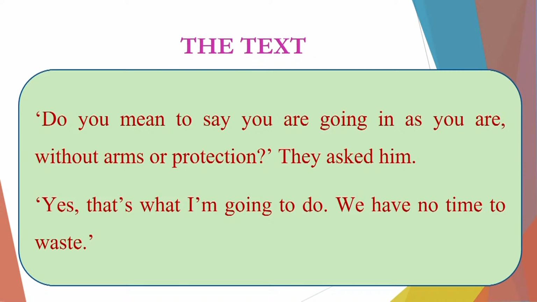Next paragraph. Do you mean to say you are going in as you were, without arms or protection? They asked him. Yes, that's what I am going to do. We have no time to waste. So, here the people gathered outside the headmaster's room are asking the tiger's master if he is planning to enter the headmaster's room without any weapons or any protection. Arms means weapons like guns or swords, and protection refers to things that keep one safe like armor or shields.